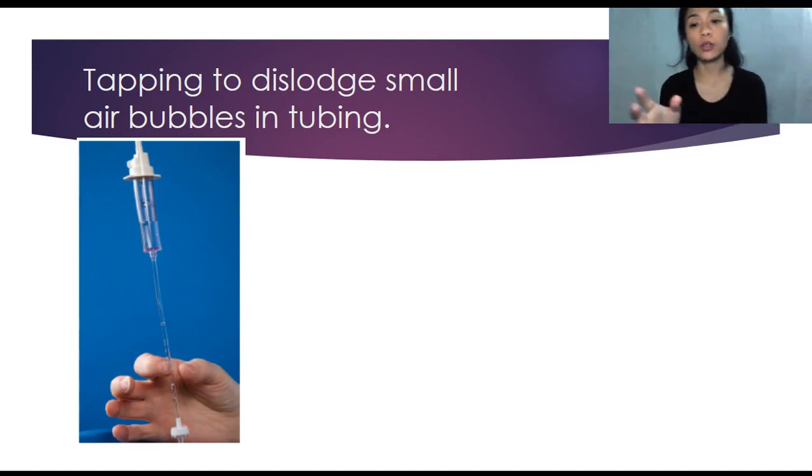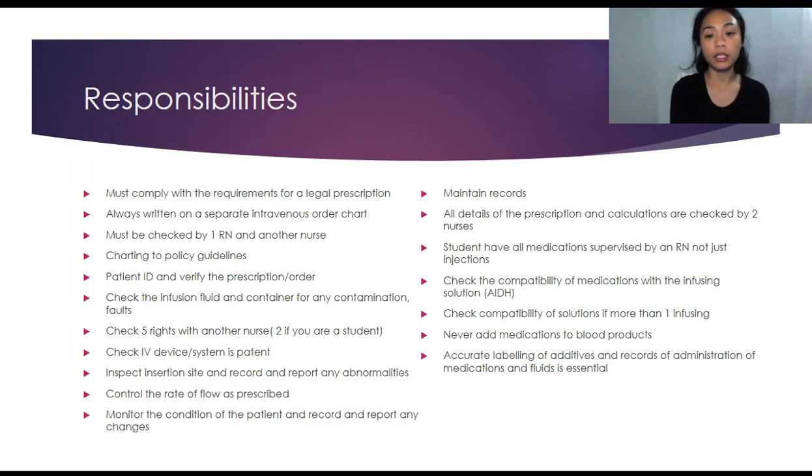Be certain that your tubing is clear of any air and air bubbles. To remove small air bubbles, we just firmly tap the IV tubing where the air bubbles are located, and then you'll watch those air bubbles rise through the tubing. Just make sure that it's all removed, because large air bubbles can act as an air embolus, and so it's just another one of those responsibilities.